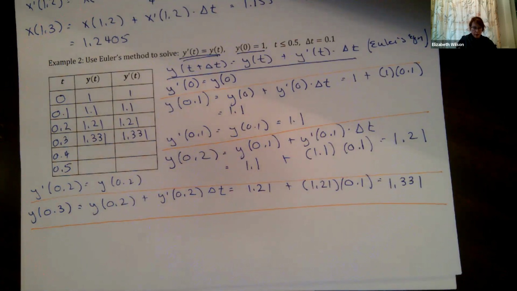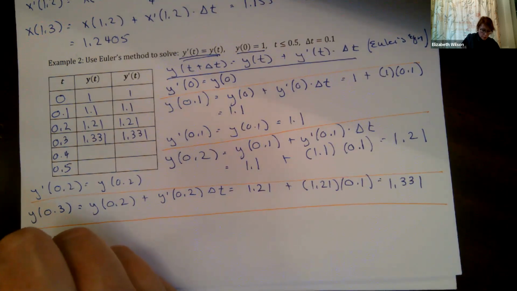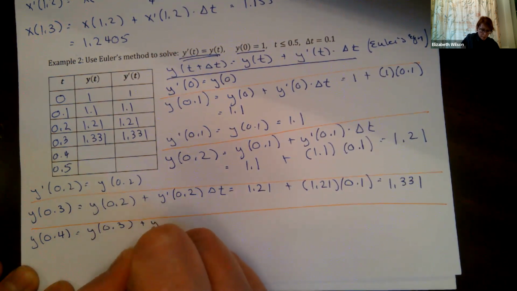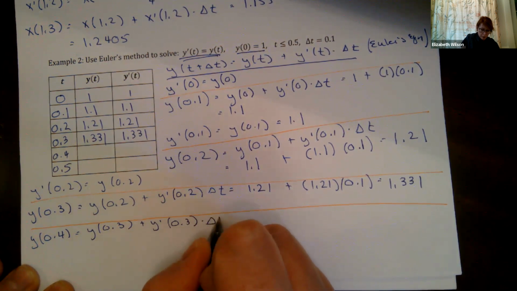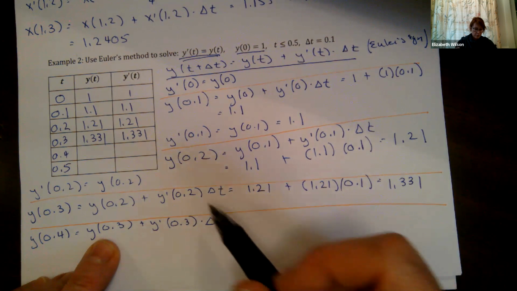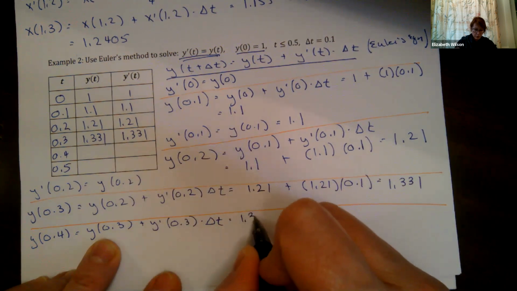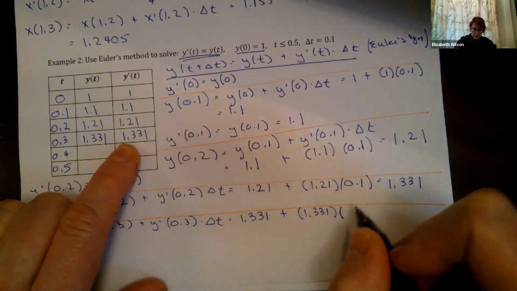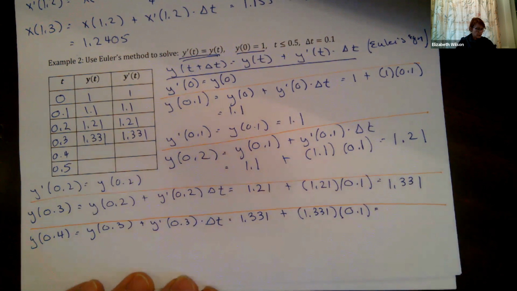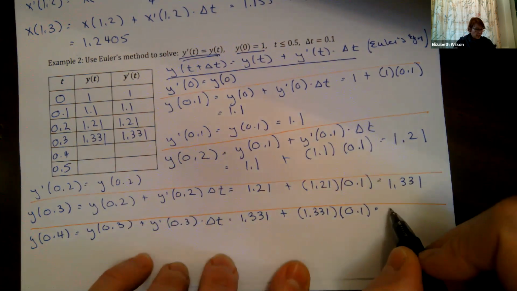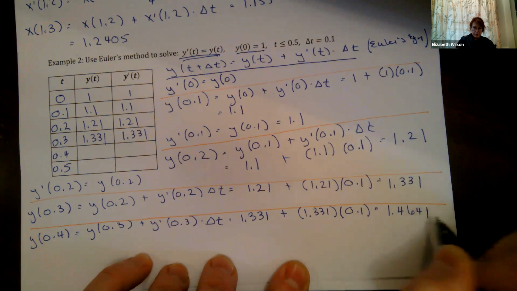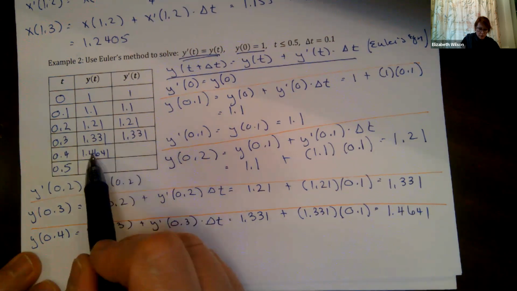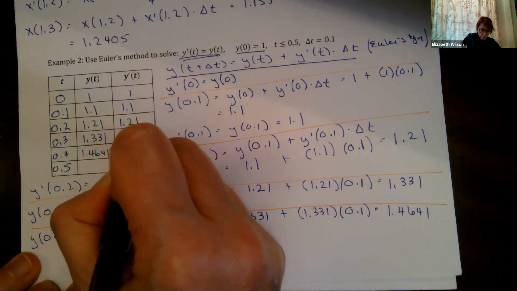Okay. My next one, y of 0.4, almost there, is equal to y of 0.3 plus y prime of 0.3 times delta t. So let's plug it in. Y of 0.3 is 1.331 plus my derivative, 1.331, times my delta t. When I multiply it all out, I got 1.4641. I'll put that right here. My derivative is equal to my function, so that goes right there.